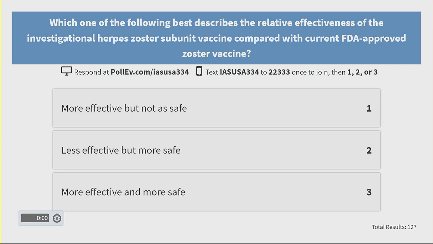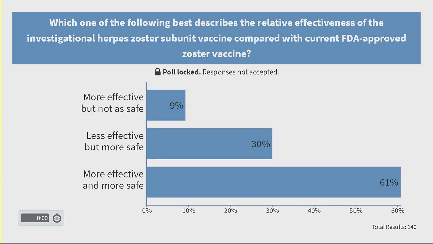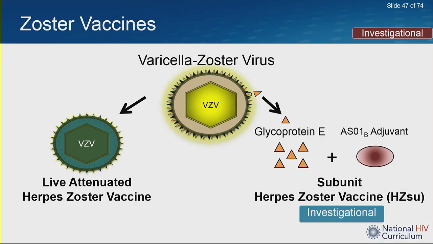Now, this is one of those questions. Talk about investigator bias. I've pretty much biased you strongly with the opening comments here, telling you it was going to be a game changer. So the bottom line answer is it is more effective and it is more safe. And this is why it could be a potential game changer. Let me explain why.